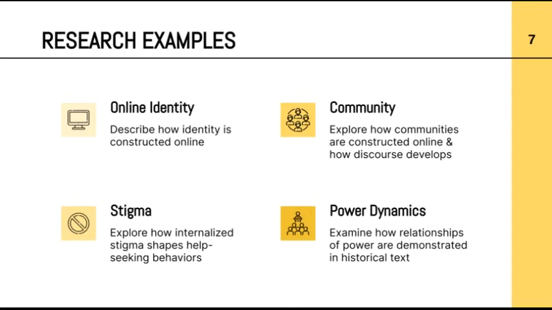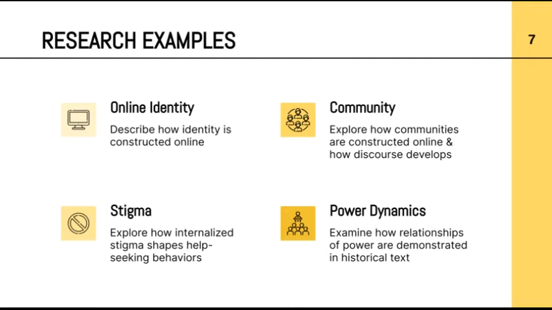A third example is that of stigma. And so from a social psychological standpoint, we might look at how stigma shapes help-seeking behaviors. So we might say, how does their internalized stigma shape their perceptions of how others will react to them sharing their experience? Let's say with mental illness. So their expectations of if they will be rejected or their experience will be dismissed or devalued in some way.